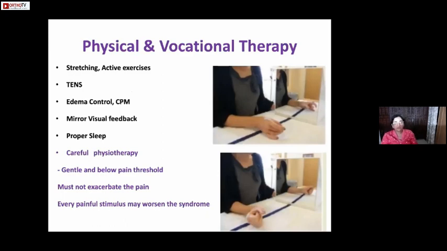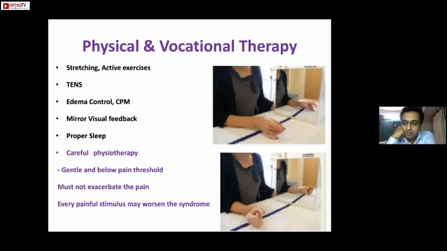So mainly the acute stage is concerned with physiotherapy and vocational therapy, which includes stretching, active exercises, edema control, continuous passive motion. Especially mirror visual feedback is helpful in improving the function of the hand. Patient should have proper sleep. Patient should be reassured by a psychotherapist and motivated for doing physiotherapy. But the physiotherapy should be given carefully. It should be gentle and below the pain threshold.